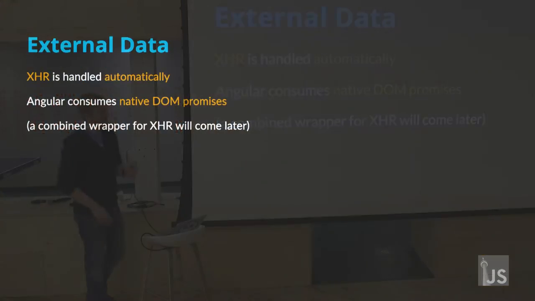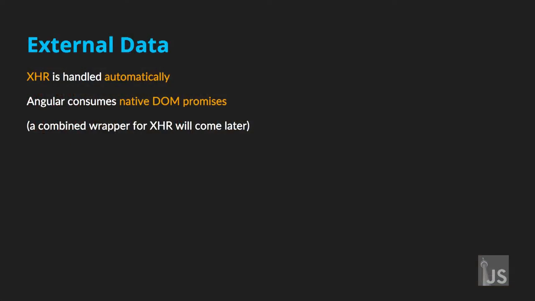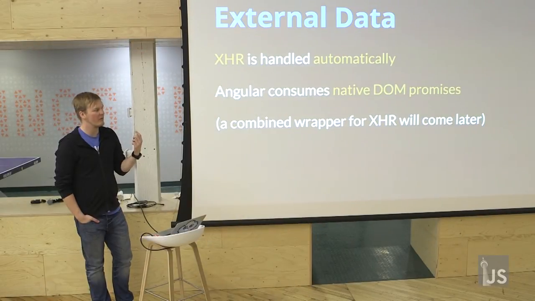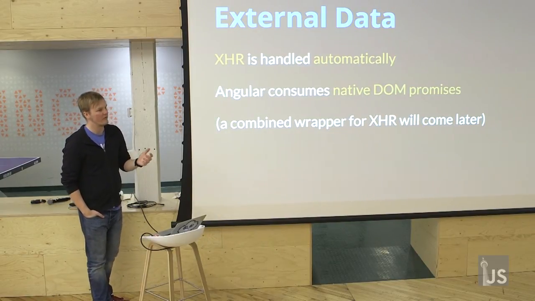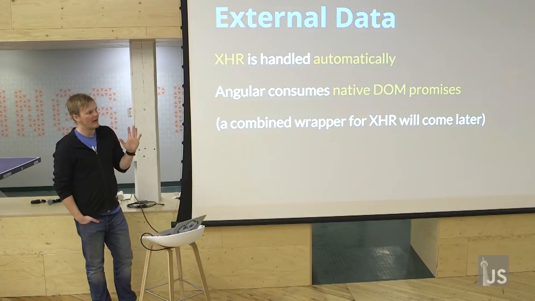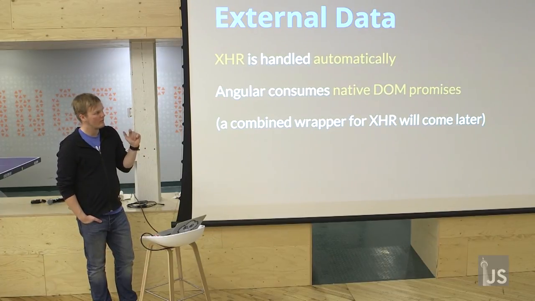So what about the external data? What about stuff like the YouTube API? How does that work? So the main thing is that ES6, it might be ES7, I think it is ES6, has support for DOM promises, native promises. And most browsers already support them out of the box.